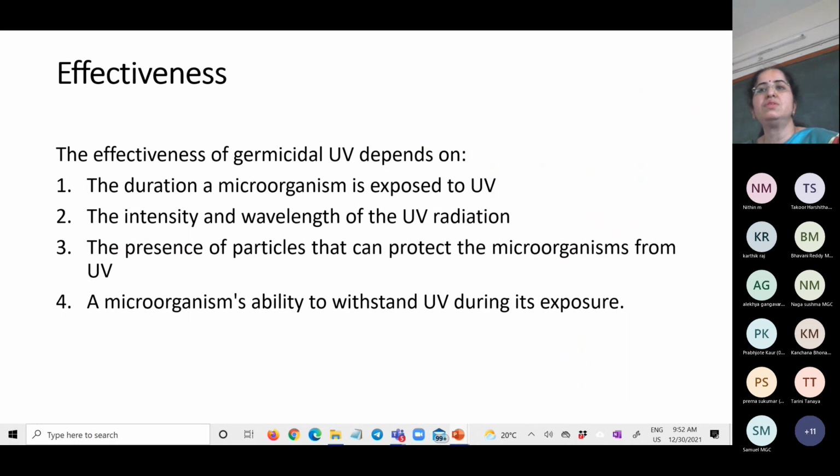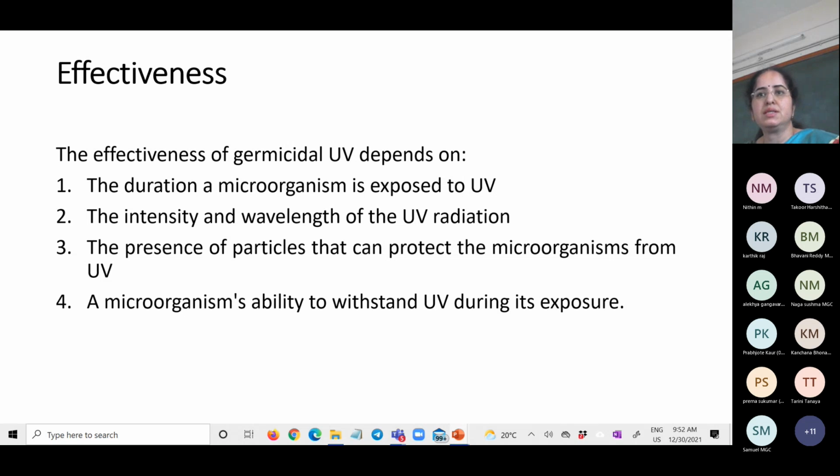Now, the effectiveness of this UV ultraviolet radiation depends on several factors. Firstly, it is the duration of microbe exposure. So what is the duration? That also will depend, I mean, for how long the organism is exposed to the UV radiation.